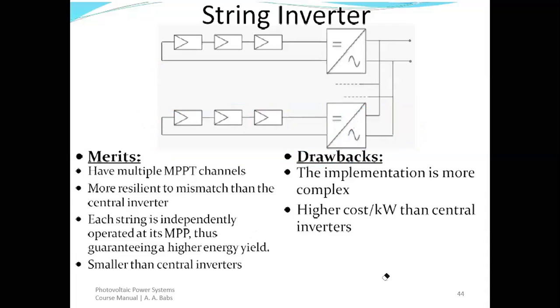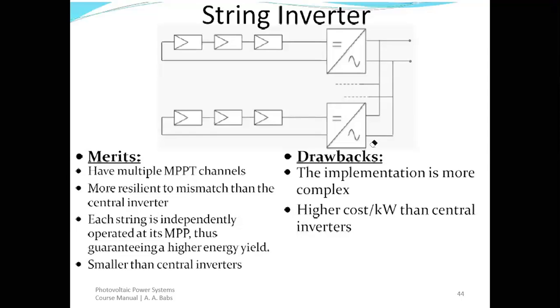Then some of the disadvantages are that the implementation is more complex since we have more MPP tracking channels, and then we have strings that we have to connect many modules to. It simply means that there will be some design complexities in the implementation of this particular topology, and then the cost is higher than the central inverter's cost.